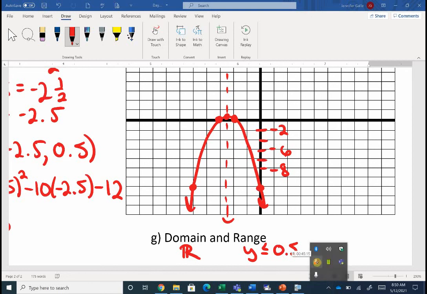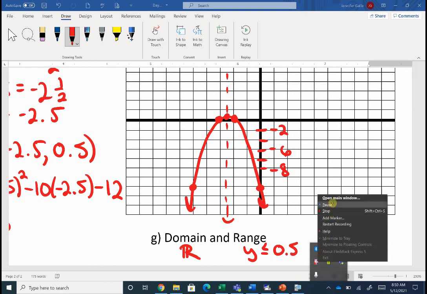So the process doesn't change. You just might have some fractions to deal with or decimals, and that's okay.